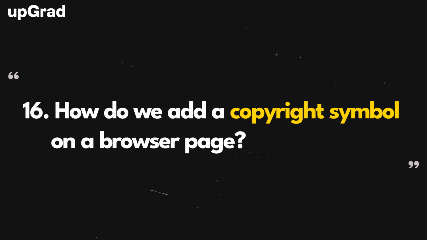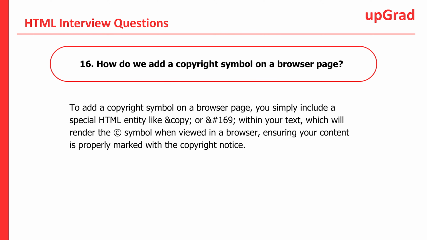Question number 16. How do we add a copyright symbol on a browser page? To add a copyright symbol on a browser page, you simply include a special HTML entity like &copy or #169 within your text, which will render the copyright symbol when viewed in a browser, ensuring your content is properly marked with the copyright notice.